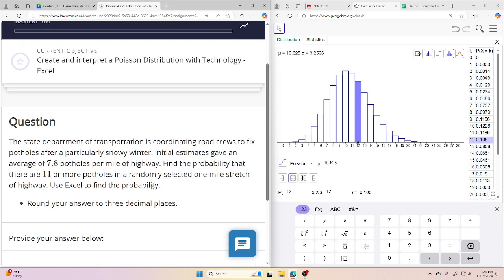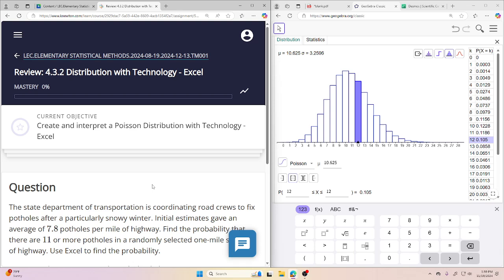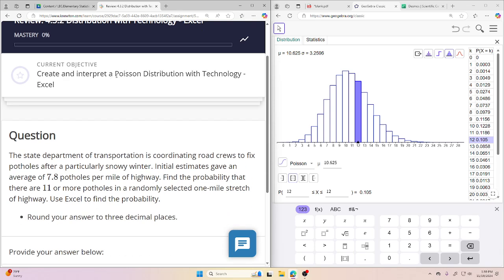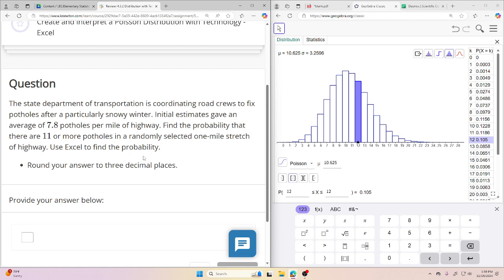Distribution using technology. Did we do this on the homework? Oh, right there. Look, it's Poisson again. They're just saying use technology. We've already been using technology, so I don't get it. But okay, let's do it.